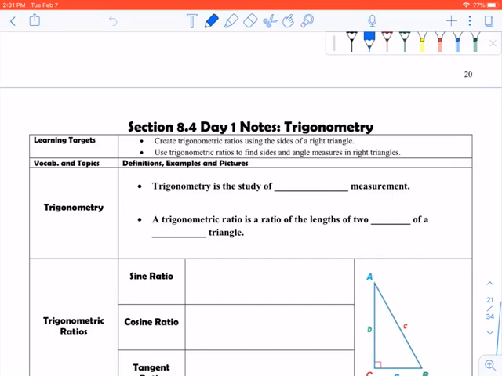Everyone, it's Mrs. Carnahan. I do want to warn you, today's notes might be a little bit longer because this is such a big section, but it isn't split into 2 days still.